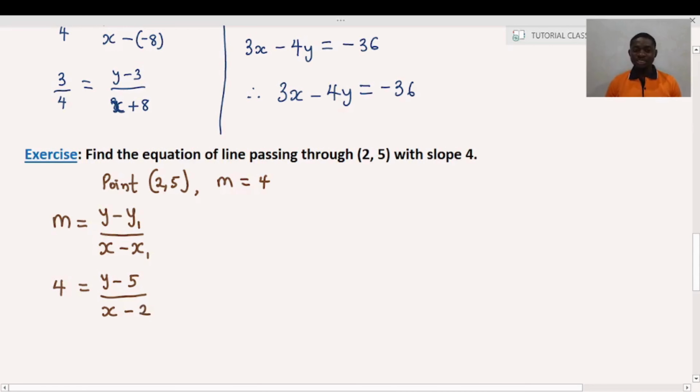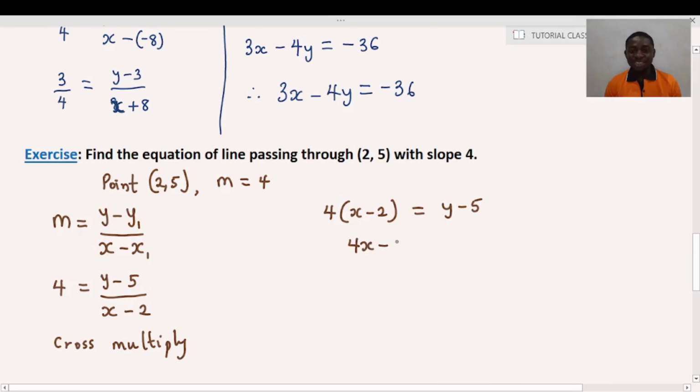Now we've been able to do this. So if you cross multiply, this can be seen as 4 divided by 1. So cross multiplying, we obtain 4 open bracket x minus 2, which is going to be equal to y minus 5. Then we open the brackets. Opening the bracket, we have 4x minus 8 equals y minus 5. From here, we are close to having the equation of that line.